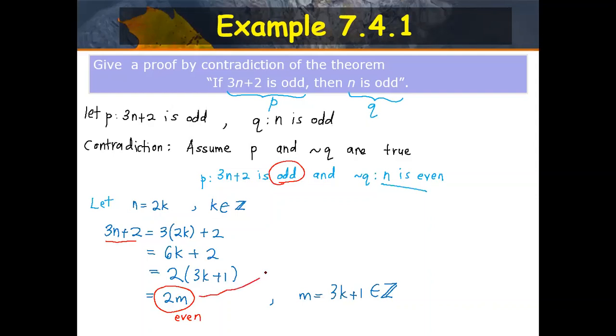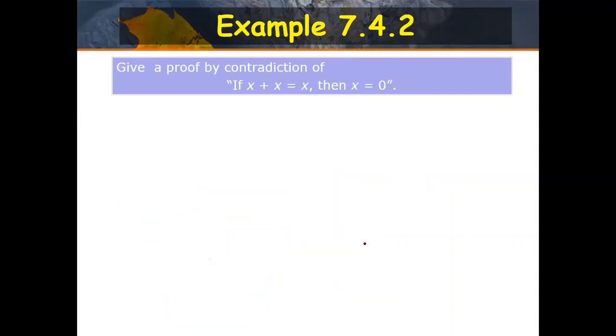So that is what we call a contradiction. Okay? This is what we call a contradiction. Can you see? That is the contradiction method. Kita assume 3n plus 2 is odd, but we prove that 3n plus 2 is even, which is a contradiction.